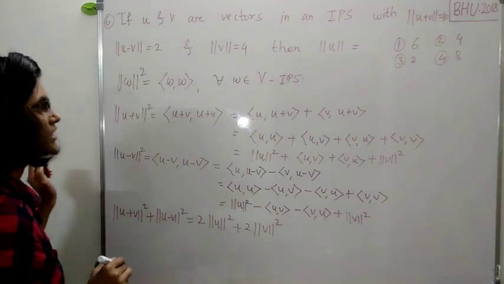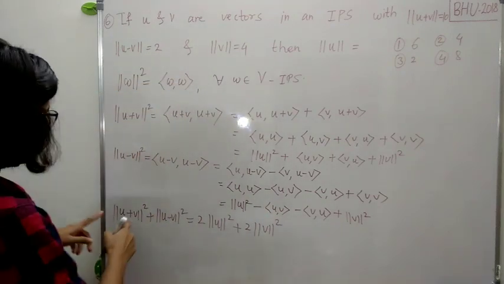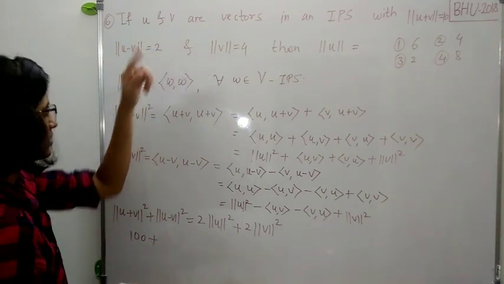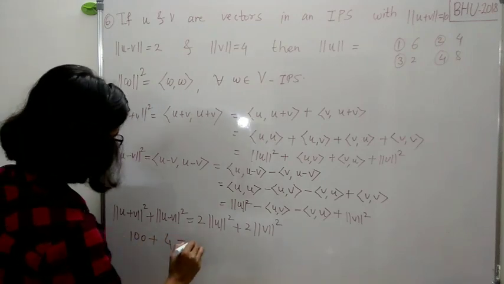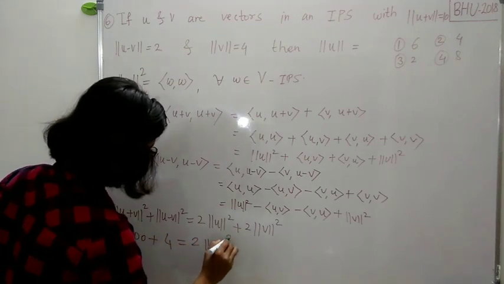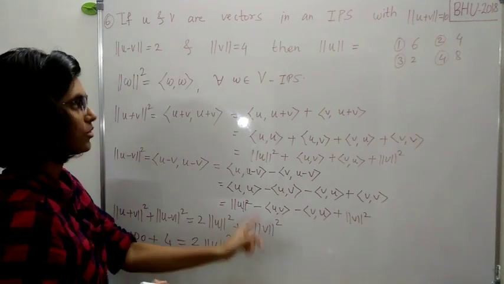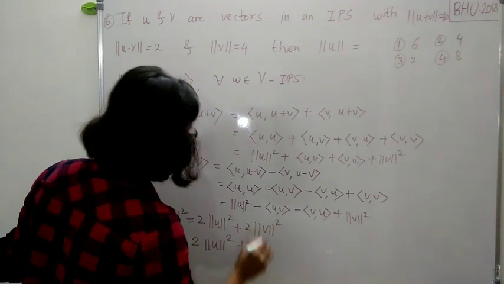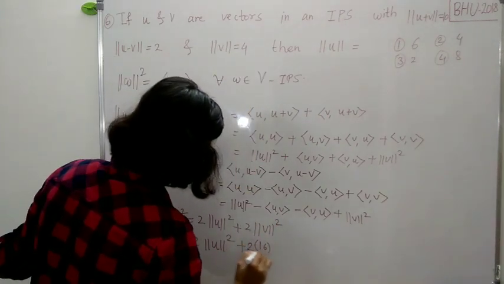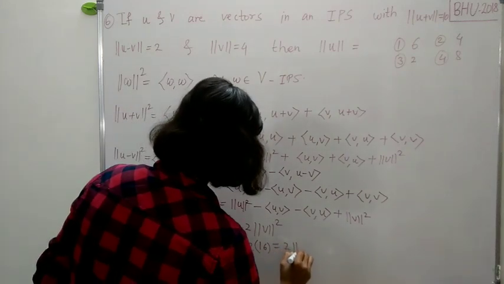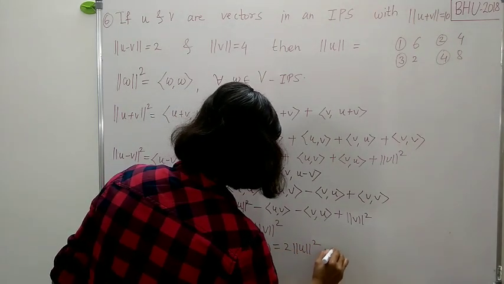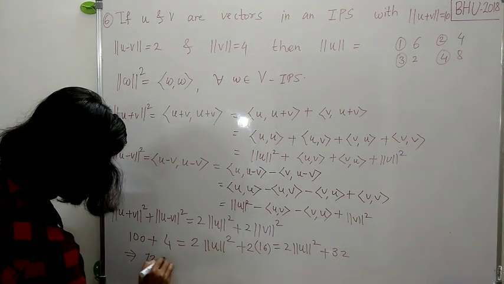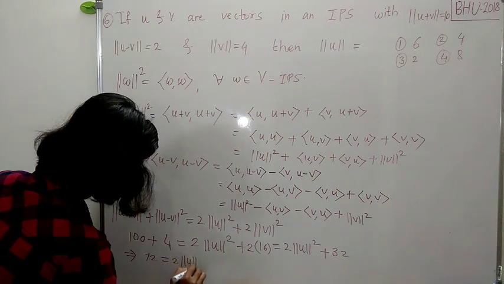Right. Now norm of u plus v is equal to 10, so 10 square is 100, plus norm of u minus v, its square is 4. It is equal to 2 times norm of u square plus 2 times norm of v square. Now norm of v is equal to 4, so its square, 4 square, is 16, into 2. So this is just equal to 2 times norm of u square plus 32. Right. Now this gives us 72 is equal to 2 times norm of u square.